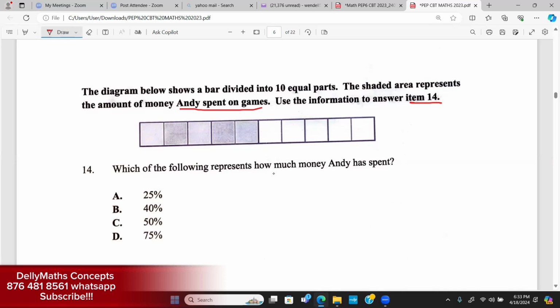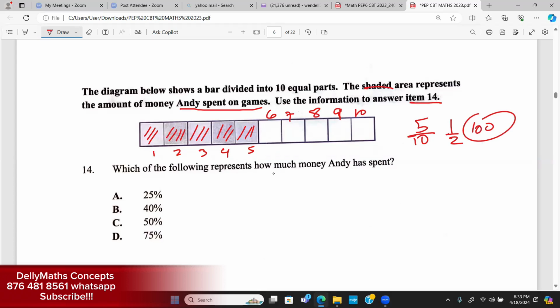All right. So let's take a look. Let's read it carefully. You want to make sure. It says the shaded area represents the amount of money Andy spent. Let me just help you to shade, because some of it looks a little bit paler. This is what Andy spent, which is 1, 2, 3, 4, 5 out of 6, 7, 8, 9, 10. So he spent 5 out of 10. And that's a half. And a half of 100 is 50%.